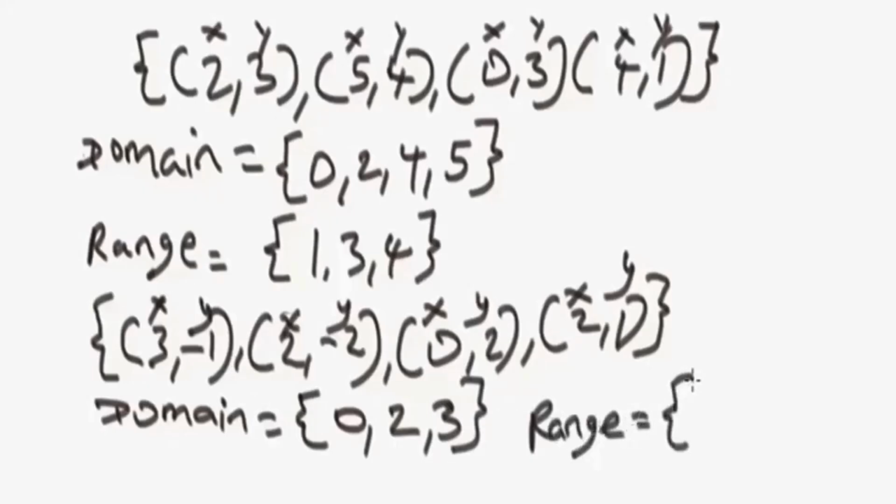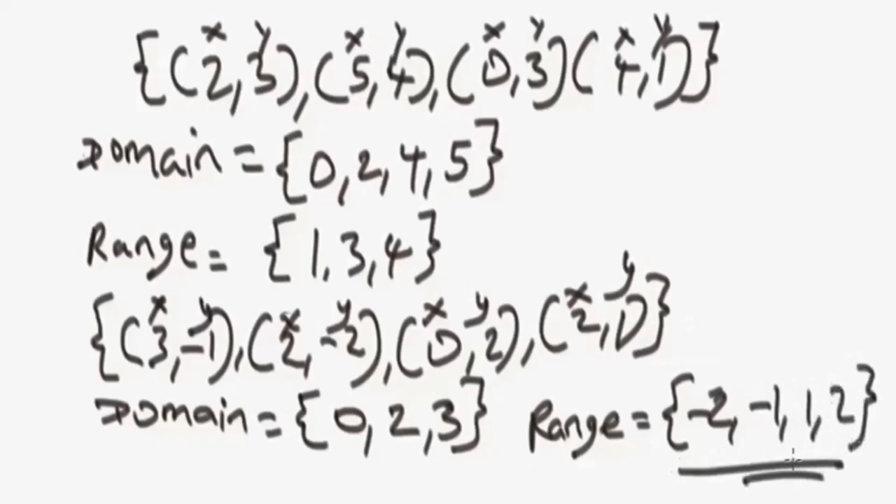will be the y values. So start from the least value, -2. We have -1, we have 1 and 2, and this will be the range of these ordered pairs. So this is how you can find the domain and range of ordered pairs.